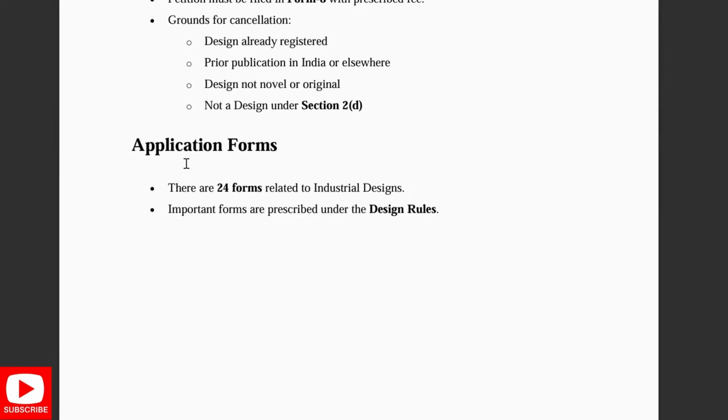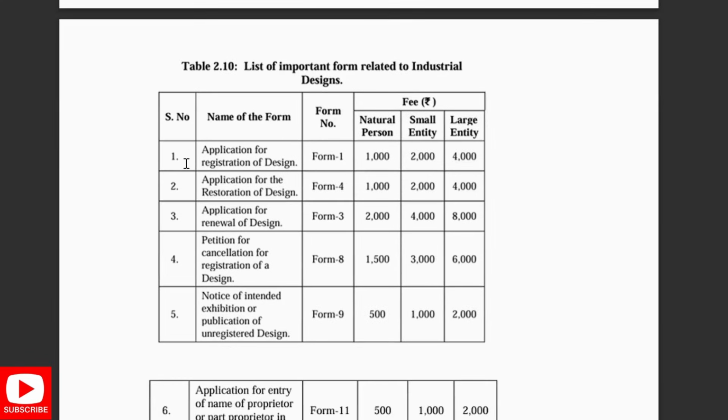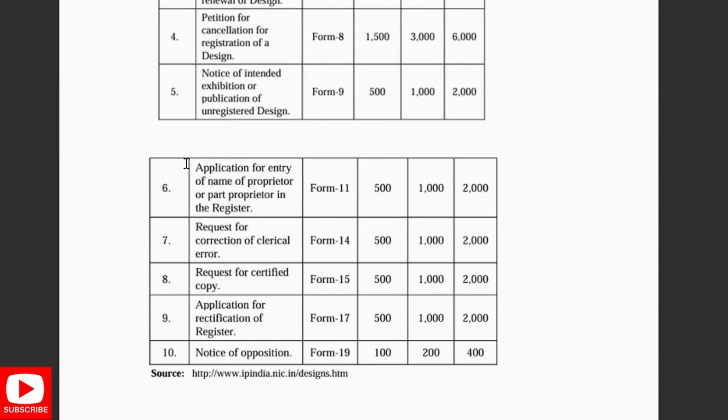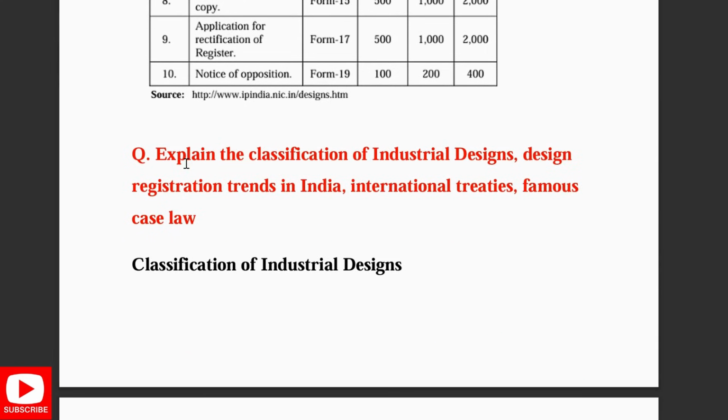So for the application form, 24 forms related to industrial designs are there. Important forms are prescribed in the design rules. These are some of them: Form 1, Form 4, 3, 8, 9, along with the fees for a natural person, for a small entity, for the large entity. The different types of fees are mentioned here. Next comes the explanation of the classification of industrial design, design registration trends in India, international treaties, and famous case law.